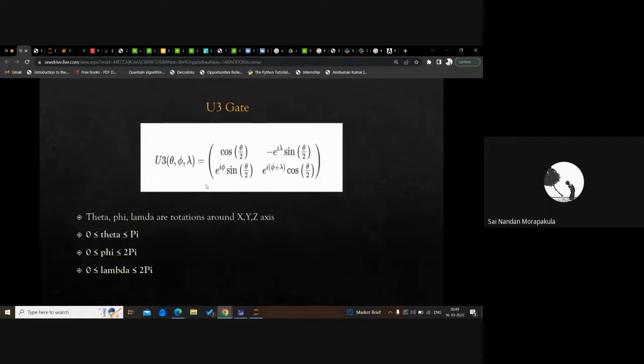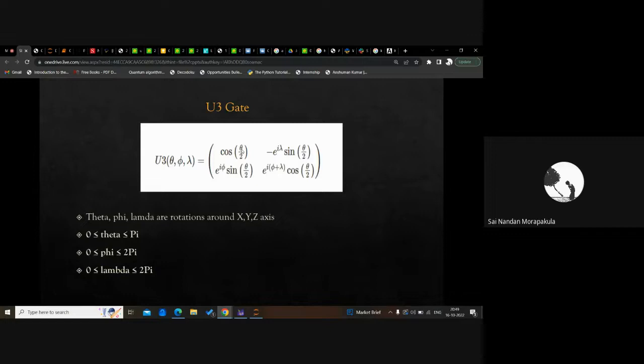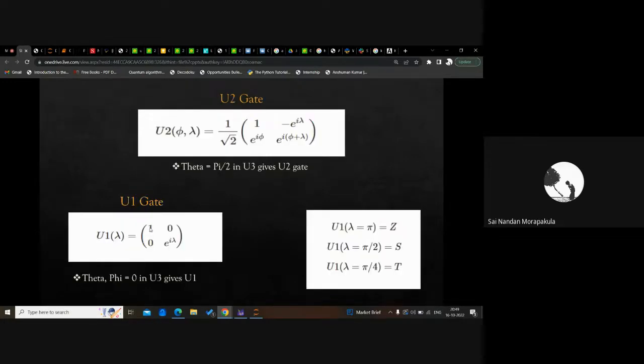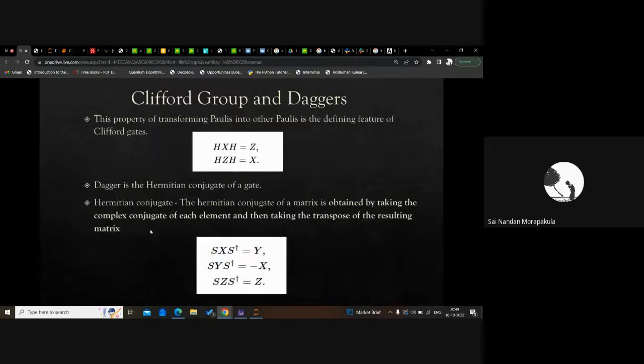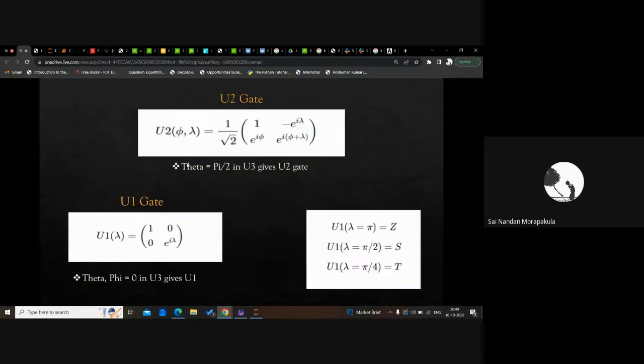The same goes for U1 gate too. You can design U1 gate from U3 gate by taking theta and phi as 0. Cos 0 is 1, so that is why the first element is 1. If phi is 0 too, then you will end up with U1 gate, which has only one parameter. That is why it is named U1 gate. And also if you want to design other gates, for example Z, S and T gates, using these universal gates, you can do that too.